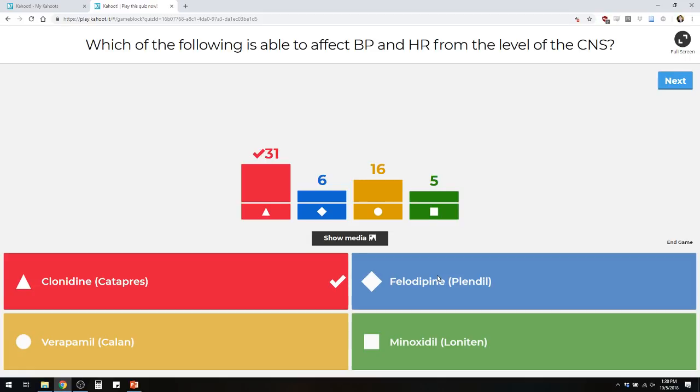So again, any kind of port in a storm, any kind of thing we can use to try to categorize these by name can be very useful for memorization purposes, right? Verapamil is what type of drug? Non-DHP, right? And then minoxidil is what?